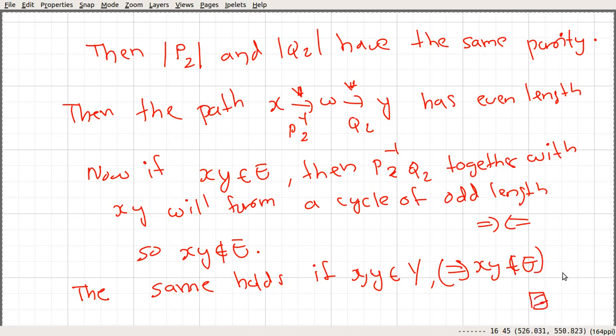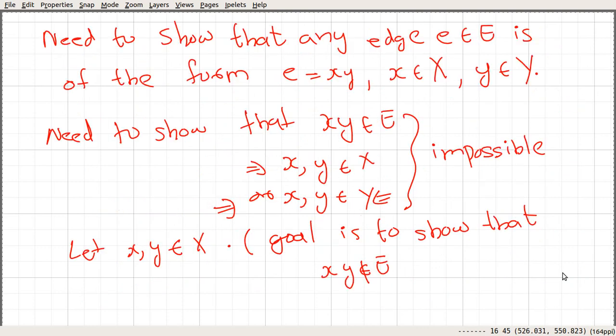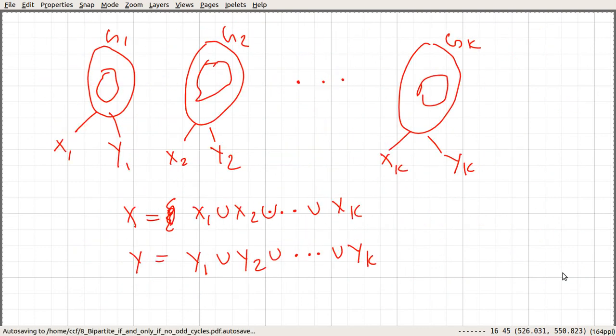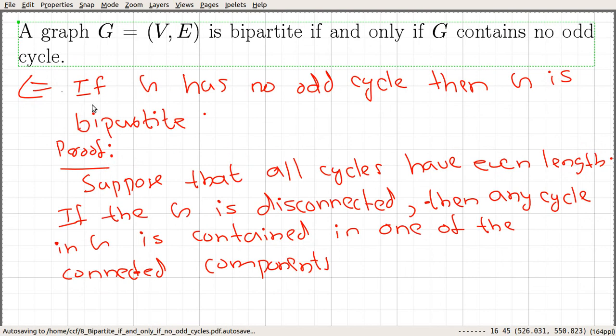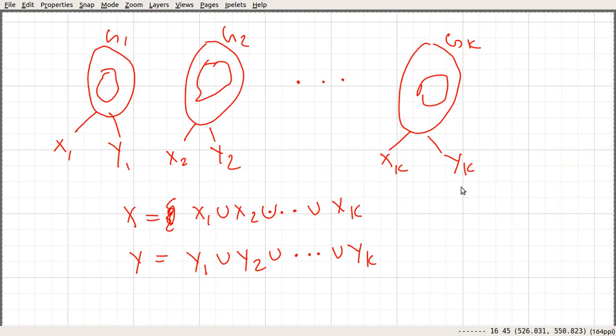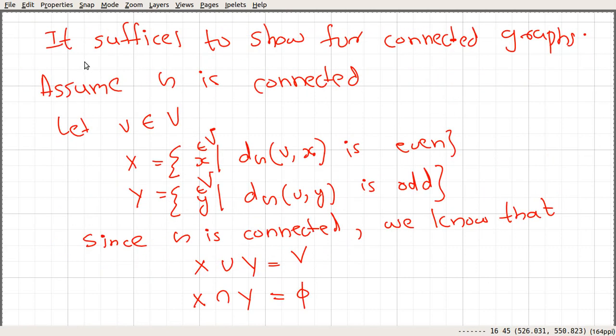Let's go through the second portion once more and see the proof. Here we are trying to prove the other way: if G has no odd cycle, then G is bipartite. So we assume that all cycles have even length. We only need to consider a connected component.